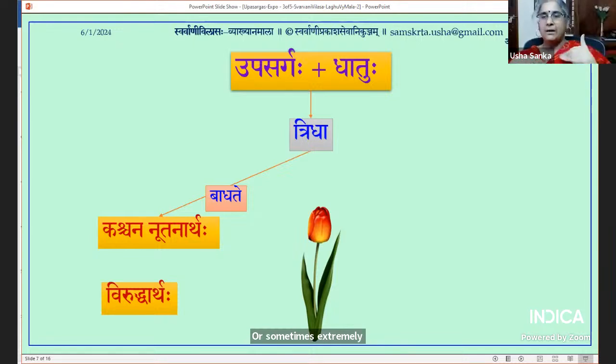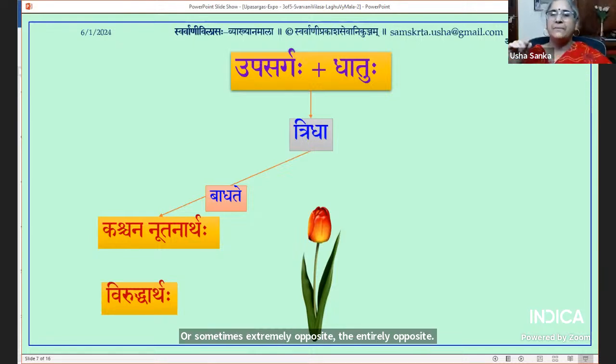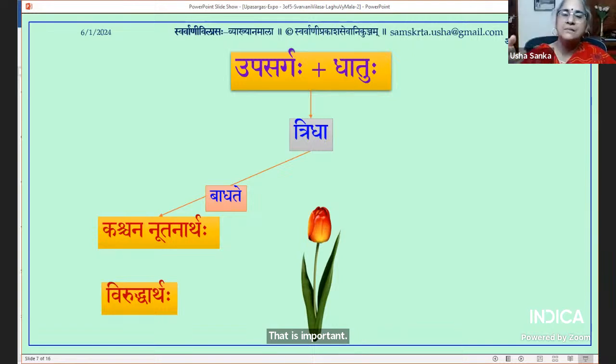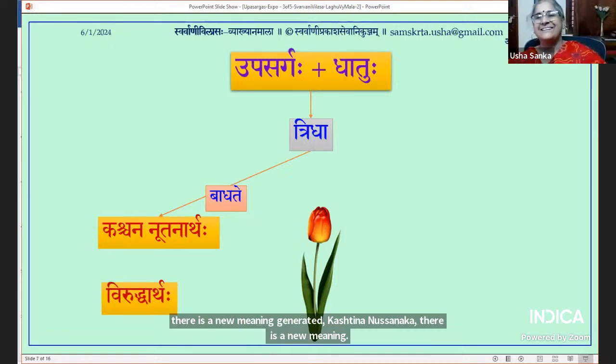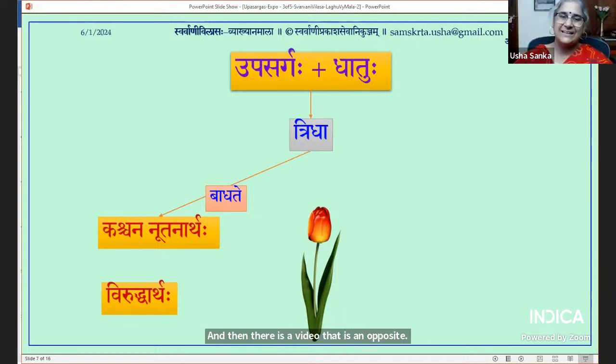Going, coming, but there is a movement. That is important. Gam dhatu stands for movement. Gacchati means he is going. Agacchati means he is coming. So though it is opposite, there is a new meaning generated. Kashchana nutanartha, there is a new meaning, and then there is viruddhartha, an opposite. Okay, so this is one thing.